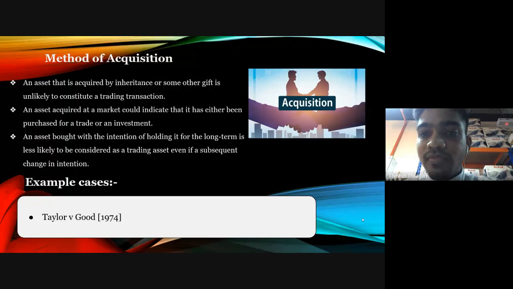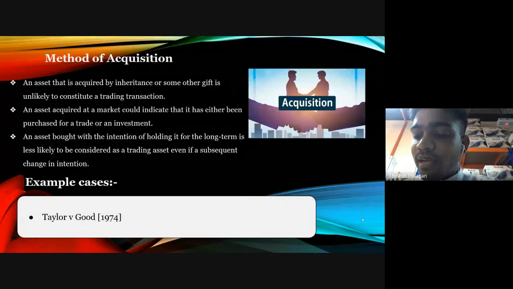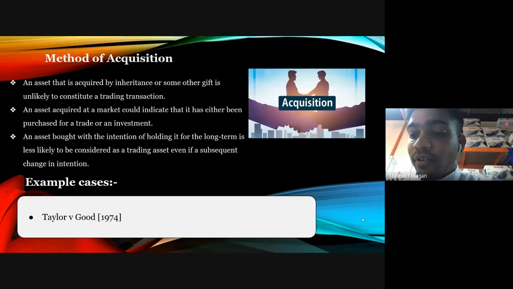Therefore, which forced Taylor to sell the house immediately, but he had just purchased it recently. So the purchaser, Taylor, genuinely had the intention of not buying the property for profit motive. He actually wanted to use it as a family home. So therefore, the judge said that the intention to trade could not be formed later.